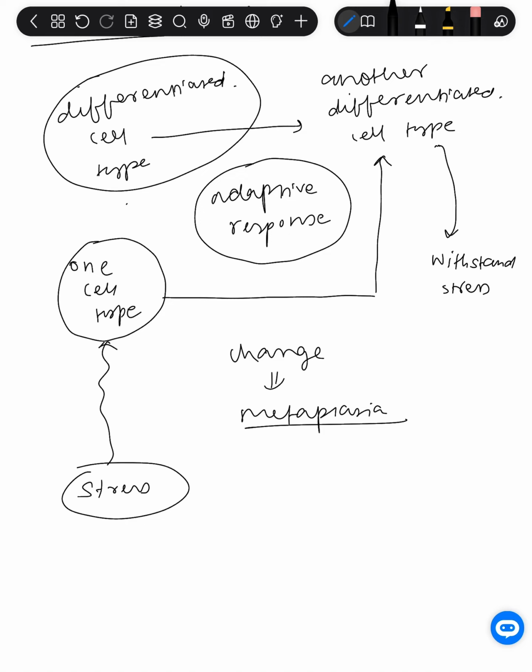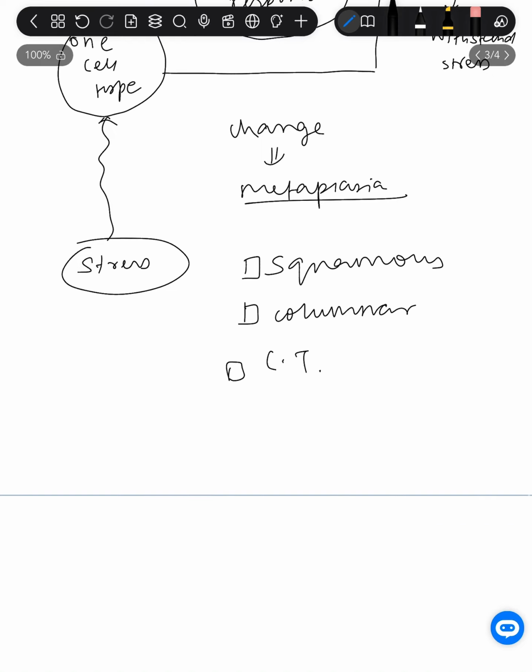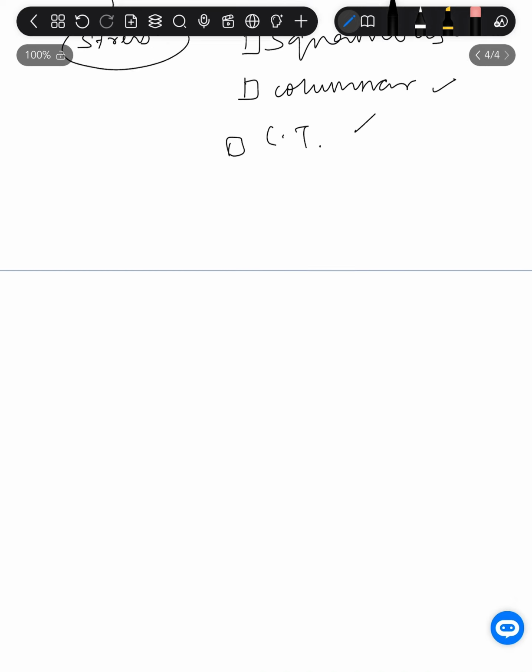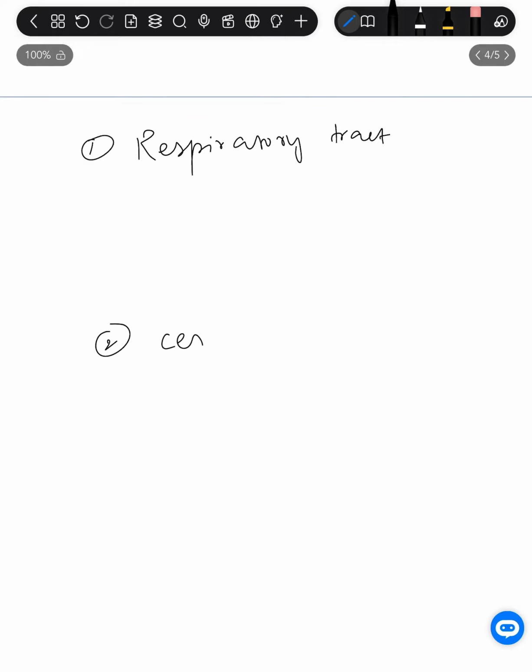Moving on, we have different types of metaplasia. The most common types are squamous cell, columnar, and connective tissue metaplasia. Moving on to the examples of squamous cell metaplasia, remember these two. The first one is what we see in the respiratory tract. The second thing which we see is in the cervix.